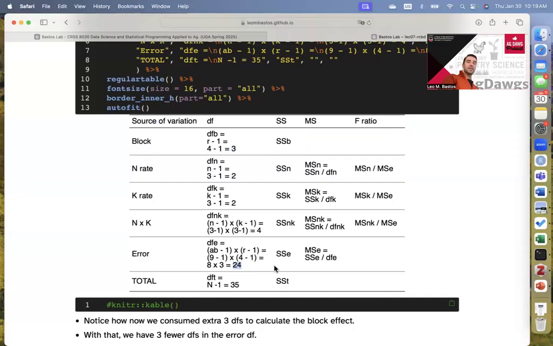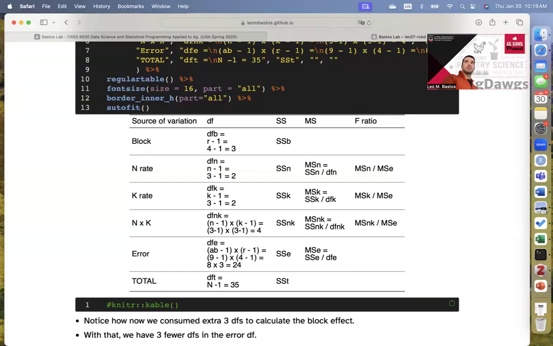So we would have 27 degrees of freedom on the error on the CRD on the same data set. Then you may think, well, isn't that better? Why don't we just use CRD then? Because we have more degrees of freedom on the error, therefore we have more power to find statistical differences.